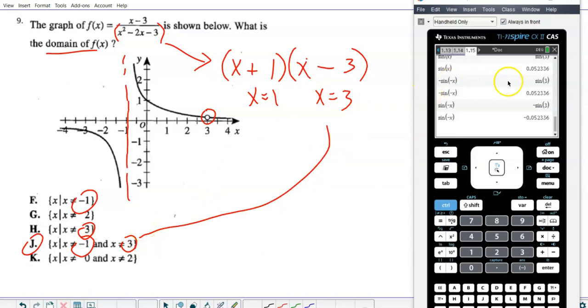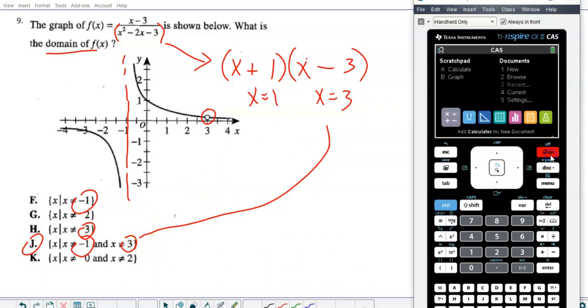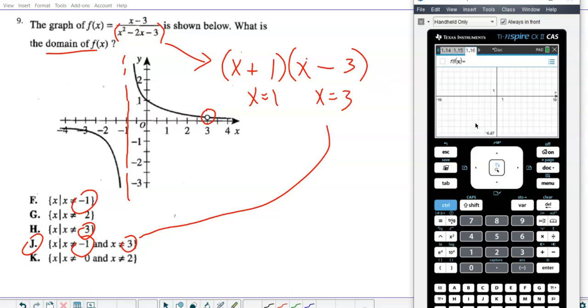So another way, you could actually graph it in your calculator. I know that sounds crazy. You're like, there's a graph right there. But the benefit of graphing in your calculator is you have access to all these tools that really could help you. Whoops, x squared minus 2x minus 3.